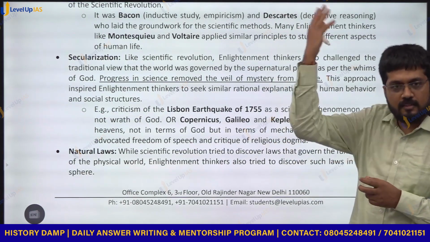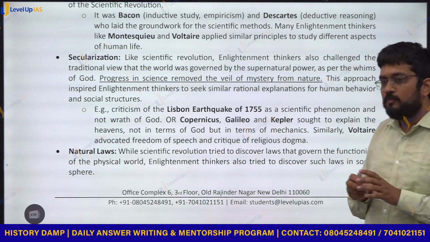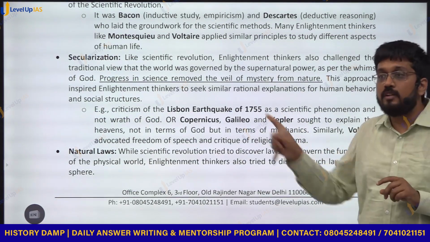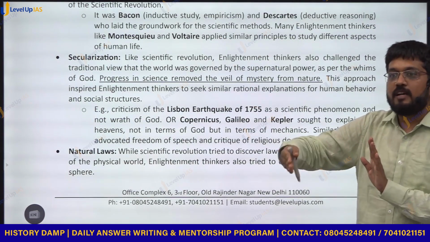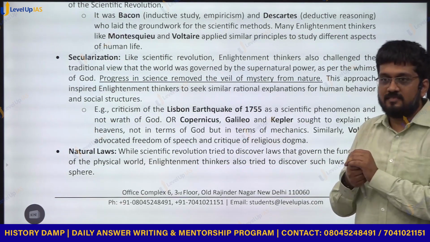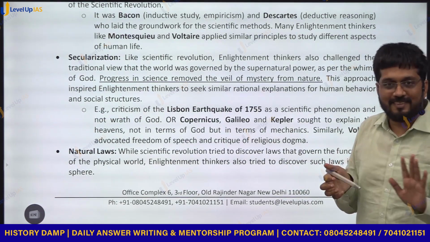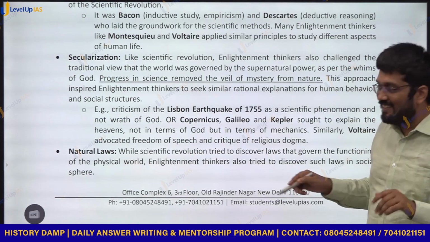कैसे आसमान के तारे चल रहे हैं. Similarly, Voltaire advocated freedom of speech and critique of religious dogma. हमें criticize करना, क्योंकि all these explanations are reducing the domain of religion one by one from human life. It's a gradual secularization. लेकिन basic terms पता है. I am presuming all these things. आप सब फाउंडेशन कोर्स करके या पढ़ के आए हो, ठीक है.